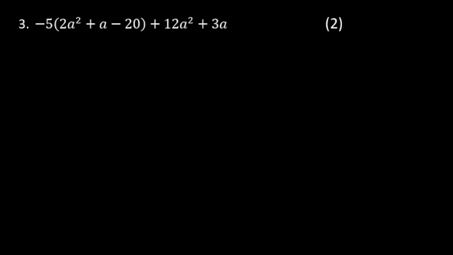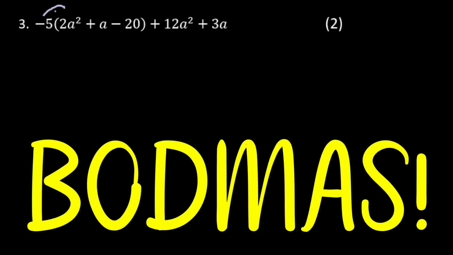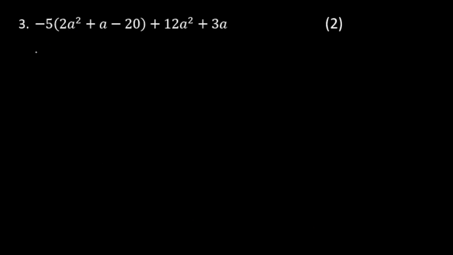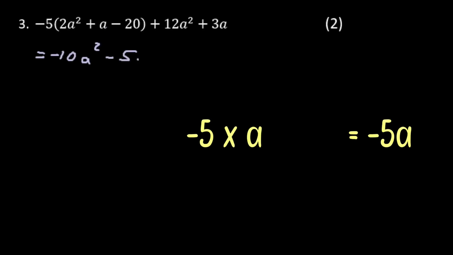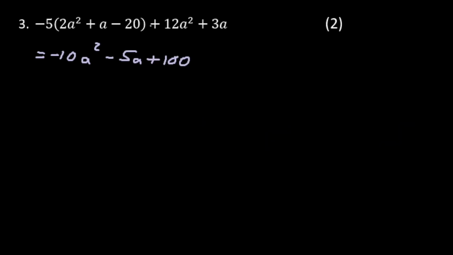Number 3, minus 5, open the bracket, 2a squared plus a minus 20. Close the bracket. Outside the bracket we have plus 12a squared plus 3a. Distributing, we have minus 5 goes into the brackets for all 3 of these terms. And we can go and write minus 5 times 2a squared, minus 5 times a, and then minus 5 times minus 20. Finally, keep on writing these.